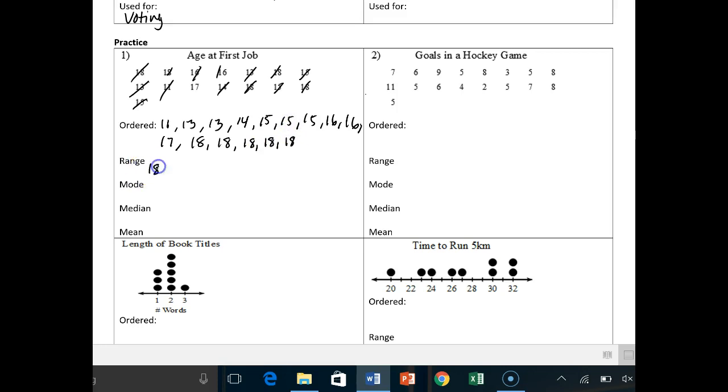So the range is easy. It's the easiest one to calculate. You just do 18 minus 11. The range is 9. The mode is also pretty easy. It's the one that occurs the most. And in this case, it's 18 because it occurs 5 times. Nothing else occurs more than 5 times. So that's why it's 18.